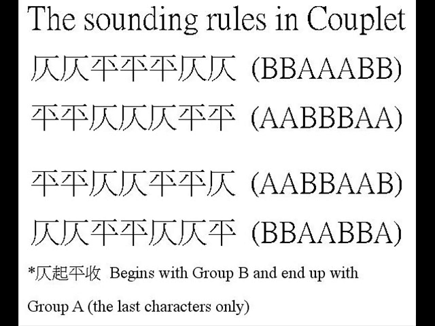Now there is a rule. It is called 側起平收. It means that you begin with a group B and then end up with a group A, only for the last characters. It means that the last character, the character number 7 in the upper sentence, must be group B. And the last character, the character number 7 in the lower sentence, must be group A. It means that you cannot reverse the order of the upper sentence and the lower sentence.